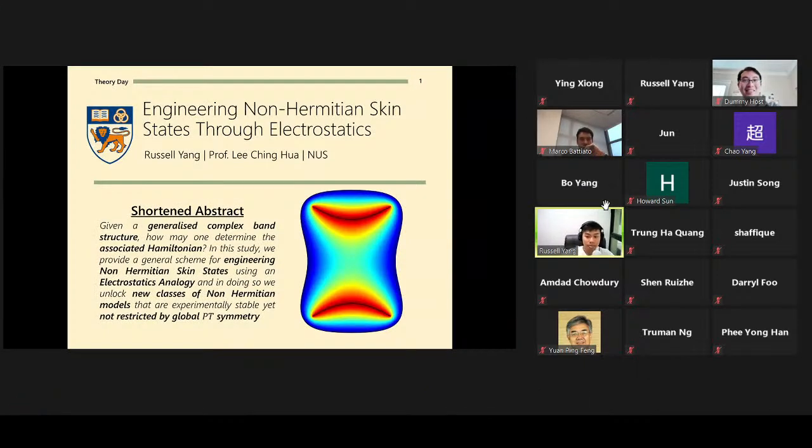Okay, yep. Hi everyone, I'm Russell. I'm working under Professor Lee Chin-Hua, and today we've been working on a project for the last 4 months. Our group studies non-Hermitian systems, and today I'll be presenting a new approach to study non-Hermitian condensed matter systems using an electrostatics analogy.